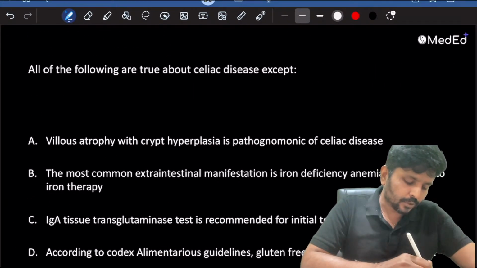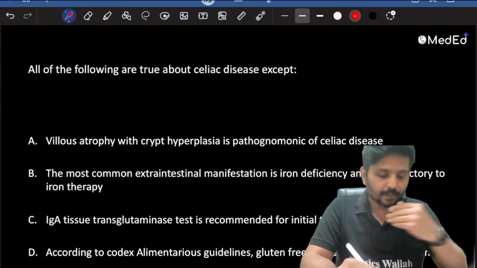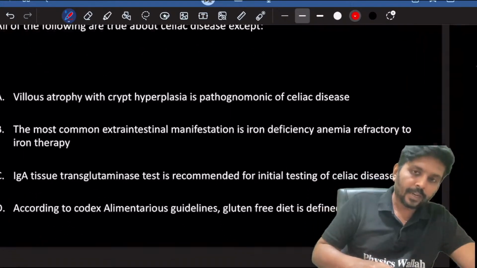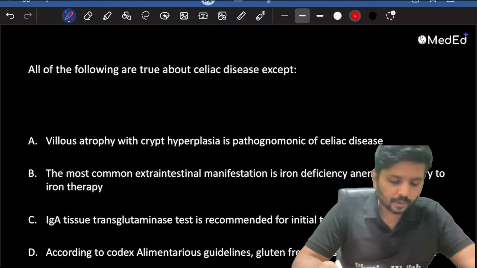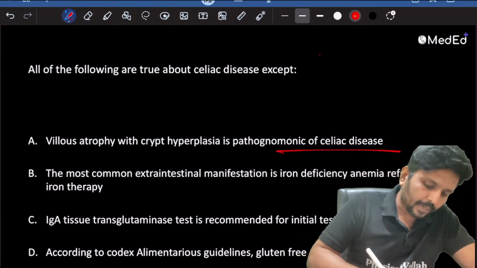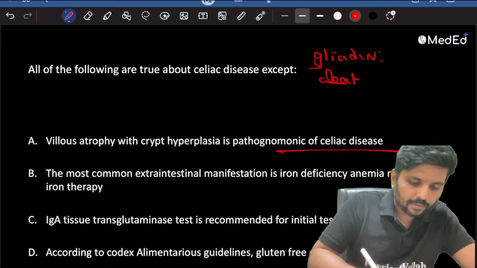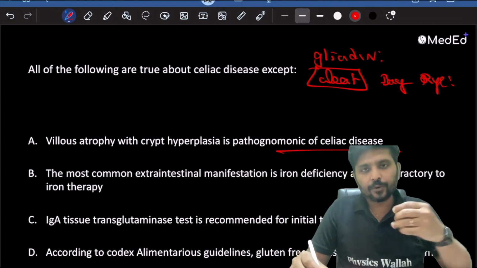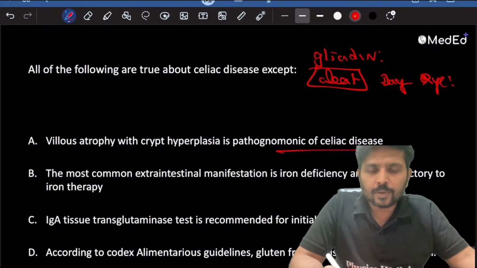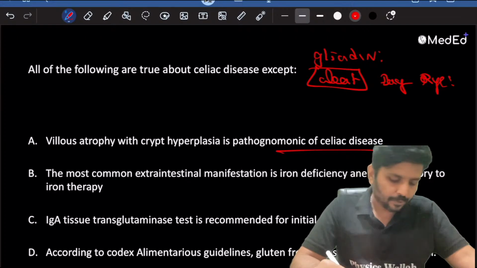Next question. All the following are true about celiac disease except villus atrophy with crypt hyperplasia is pathognomonic of celiac. What is called celiac disease? Celiac disease is due to gliadin sensitivity, which is mainly present in wheat, barley, as well as rye. So what will happen when you take it? It will injure your intestinal lumen, leading on to T lymphocyte proliferation in the submucosa, leading on to malabsorption.